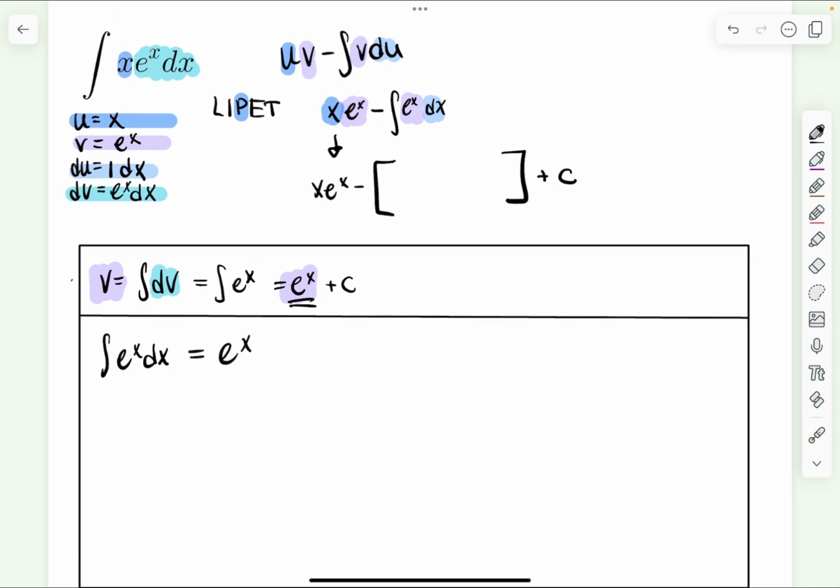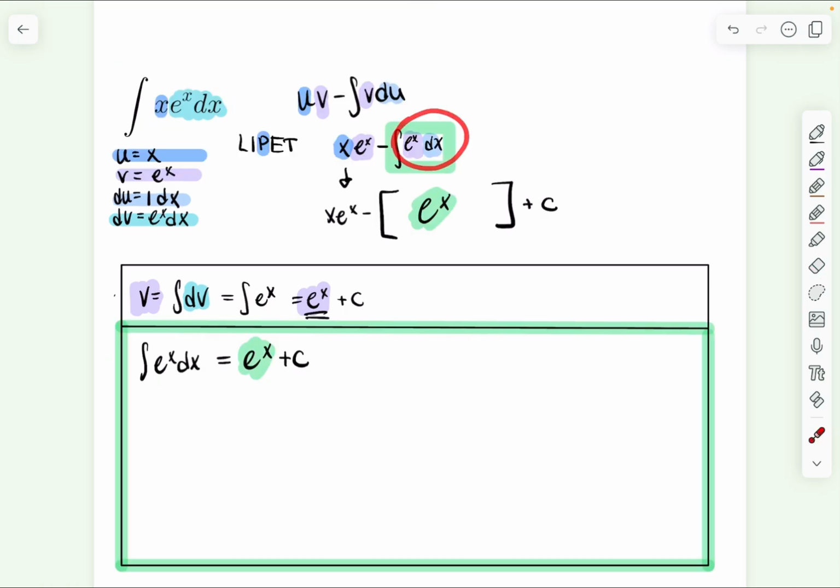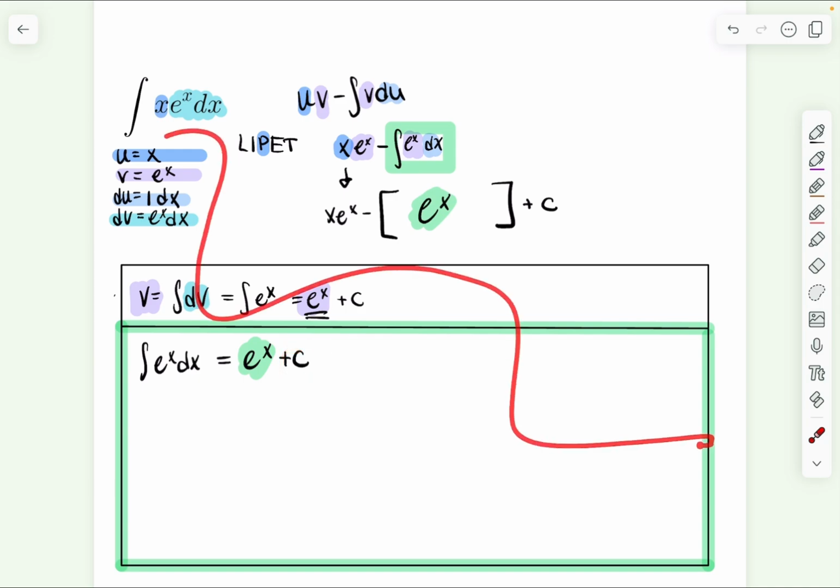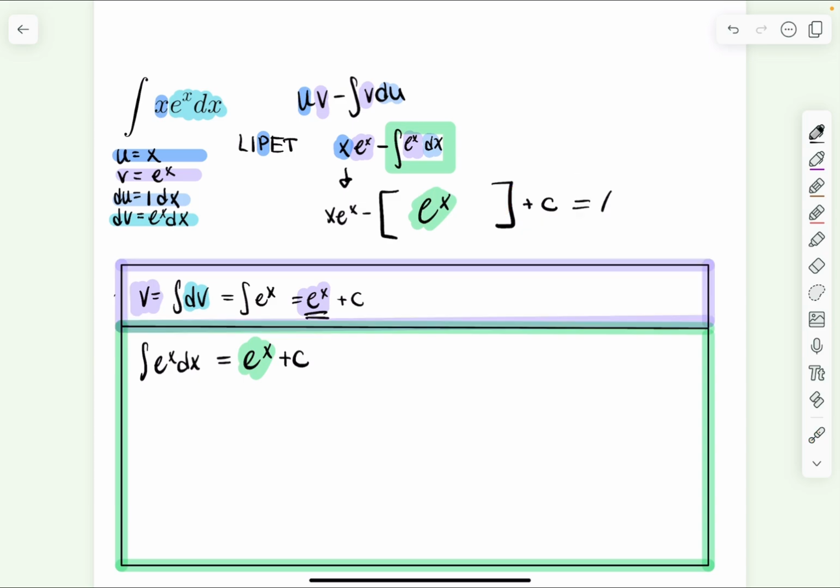So we already know this is equal to e to the x because the antiderivative of e to the x is e to the x plus c. So the integral of this is e to the x. And if you're confused about the plus c's, no matter how many plus c's you have on your paper, there's only going to end up being 1 plus c in your answer. So this is equal to x, e to the x minus e to the x plus c, and that's your answer.